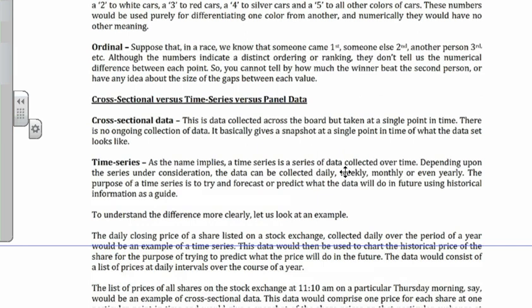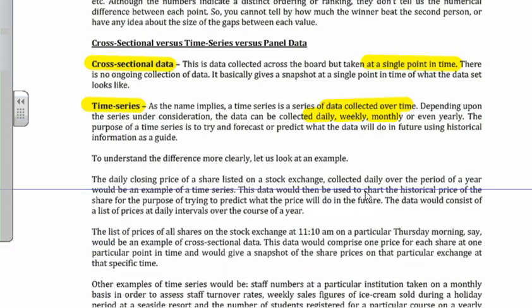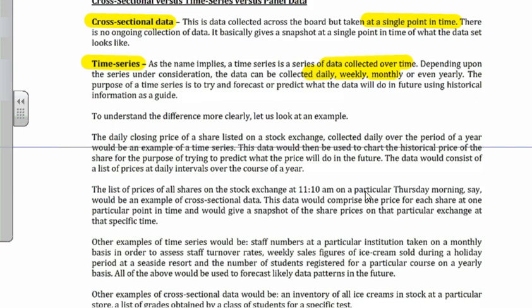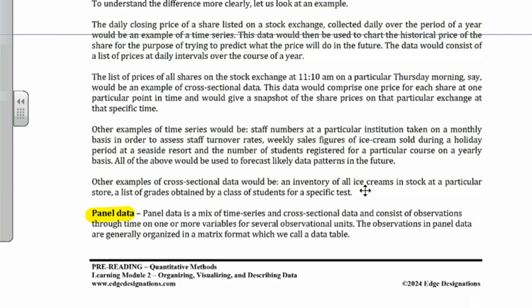We look at 3 different kinds of data. Cross-sectional data is taken at a single point in time. Time series is data collected over a period of time, daily, weekly, monthly. And there we go. We move down over here to panel data. What's panel data? Panel data is a mix of a time series, in other words, data over a period of time, and cross-sectional at a specific point in time.